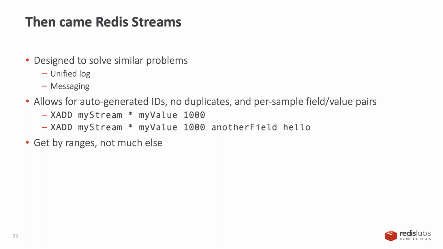But it was still lacking some features, right? And it really wasn't designed for it. Anytime you take something and you figure out a secondary use for it, it's always missing something. So you can get time ranges very easily with it, but not a whole lot else. And there are some other missing things.